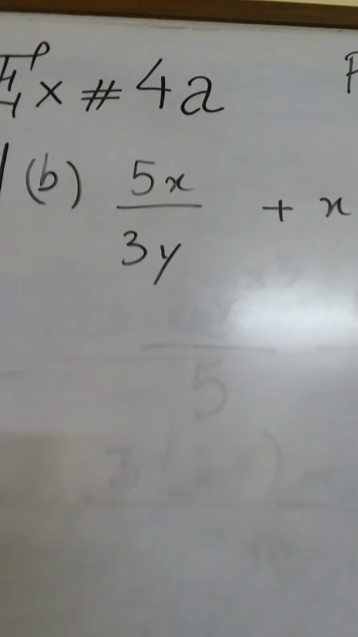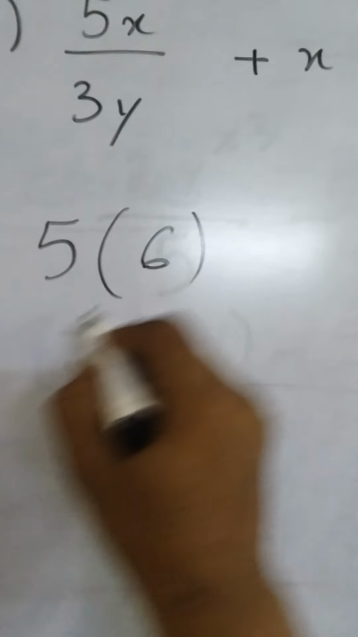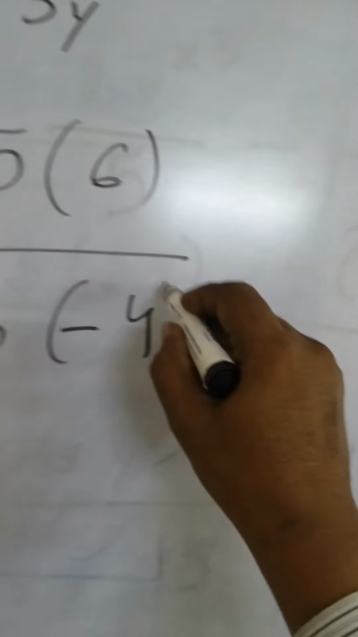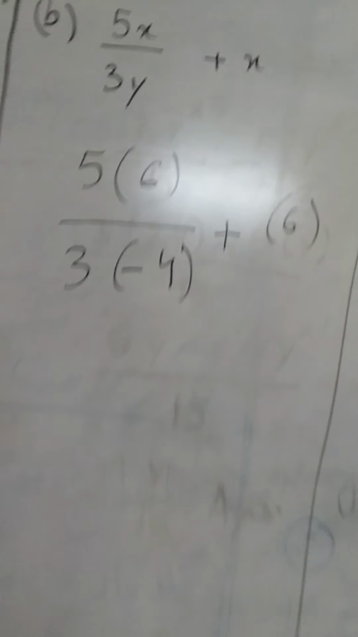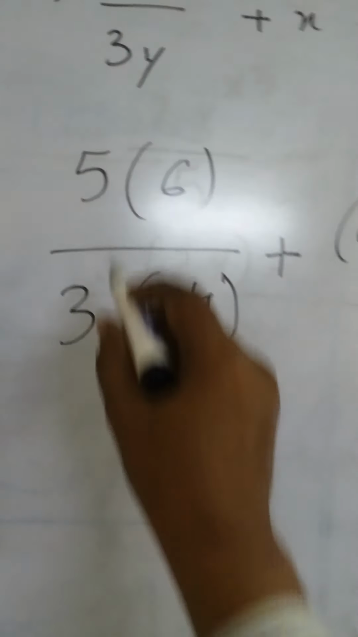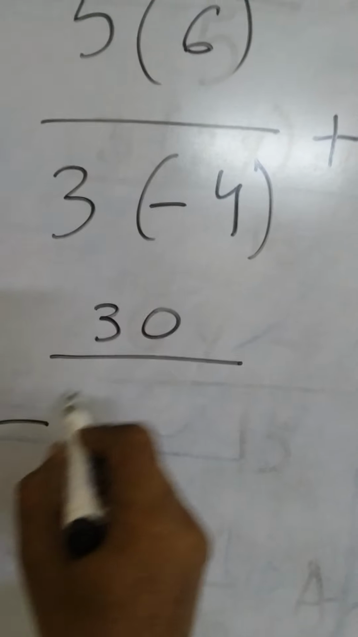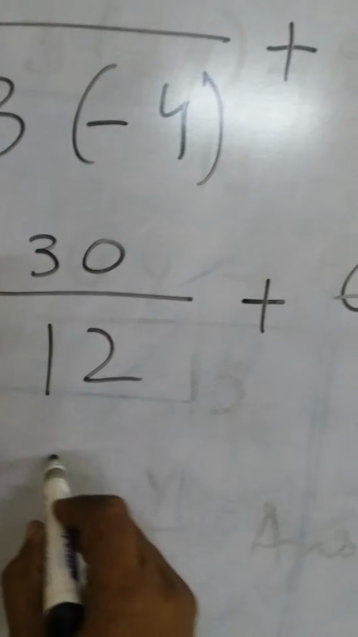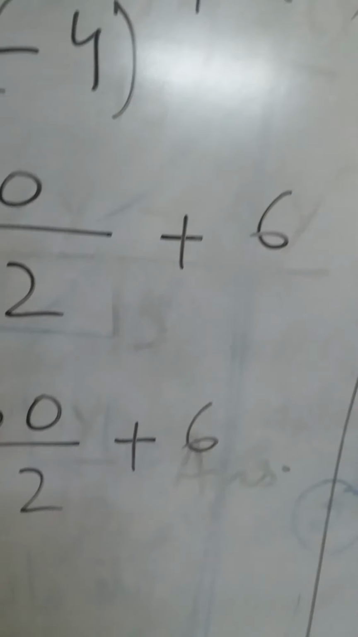Now in this question we have a different situation. X is 6 over here and y is minus 4. Okay, so we will write these values, and after substituting these values we will try to simplify. See, there are brackets, so we have to open these brackets. It will become 30 and this will become minus 12. Okay, so minus 30 upon 12 plus 6.